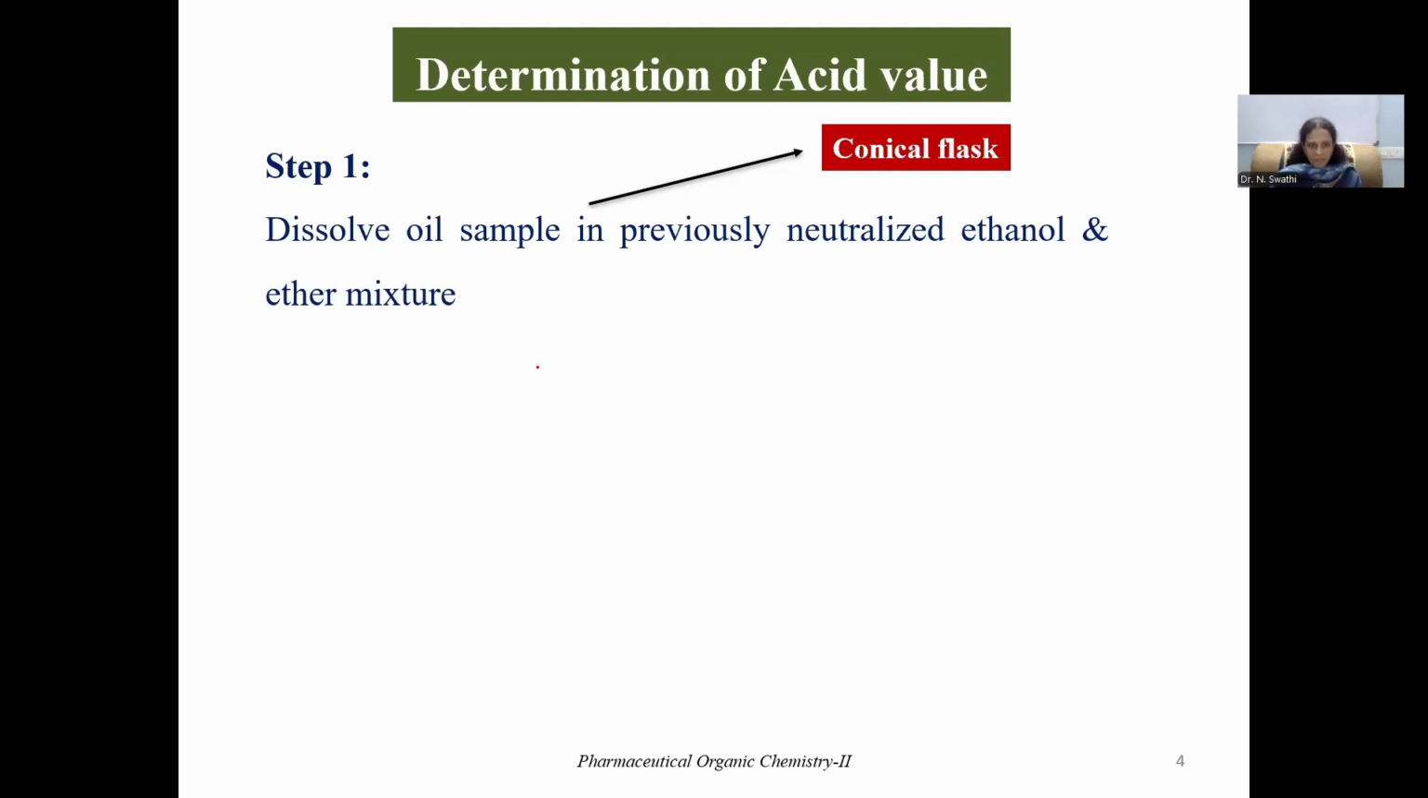So it is because of that reason, as soon as the oil sample is taken as per the monograph specifications, it should be dissolved in a solvent system which consists of a mixture of equivalent amounts of ethanol and ether.